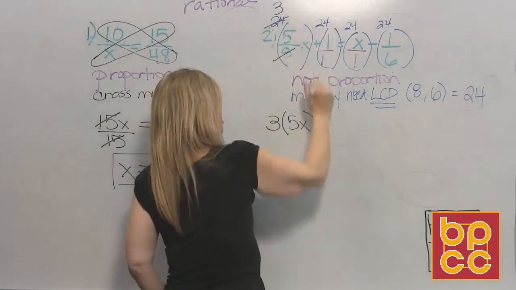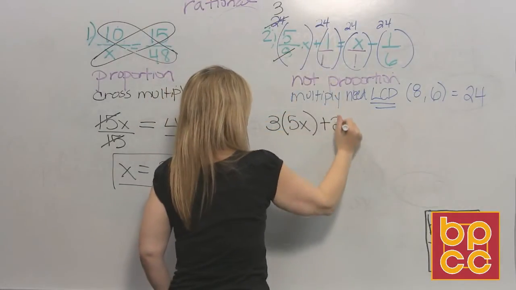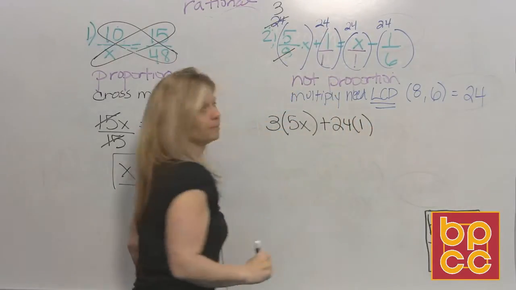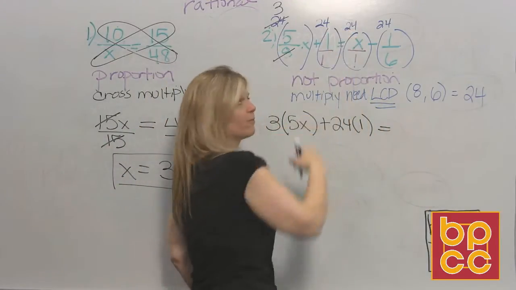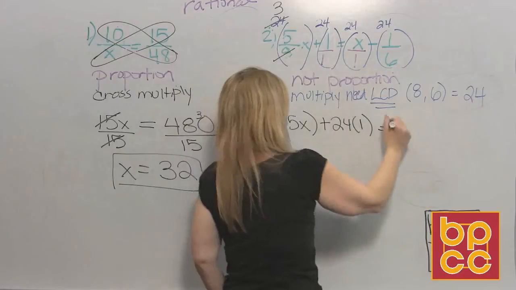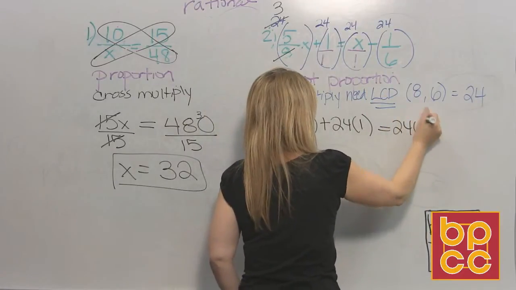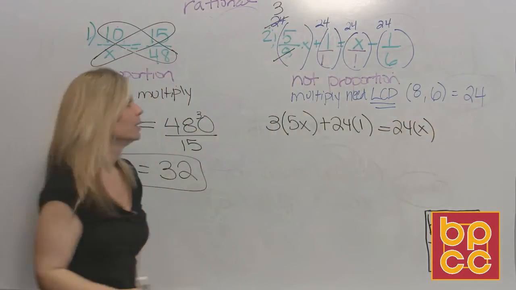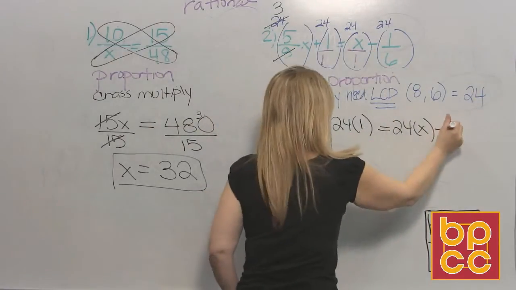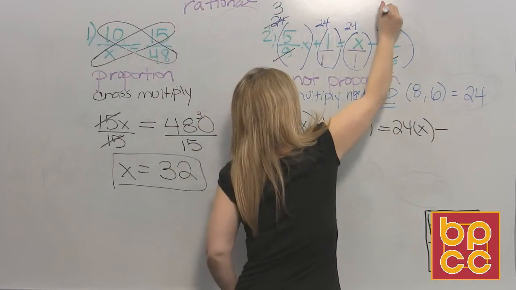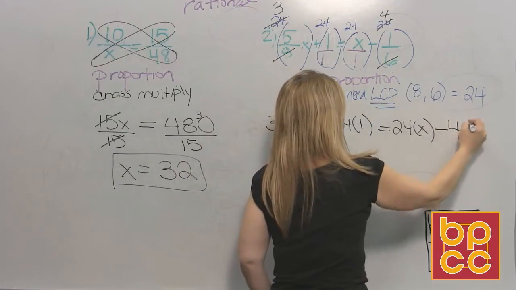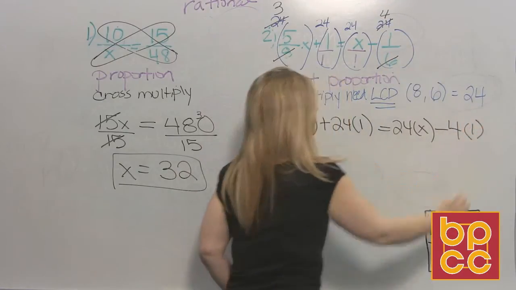No. So we just have plus 24 times 1, equals, we don't need to divide 1 into 24. It's not going to change it. So we're left with 24 times x. Over here, we bring down the minus. 24 can divide by 6. That would be 4. So we're left with 4 times 1.